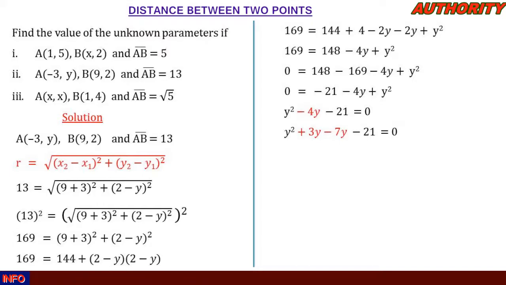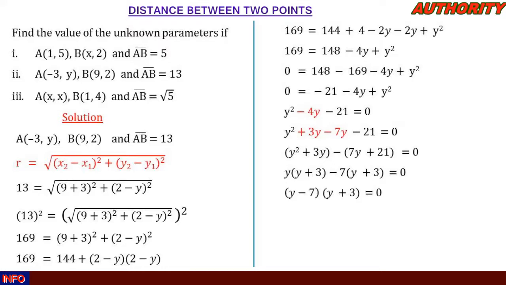Let's group these two by two. We're going to have (y squared plus 3y) in bracket minus (7y plus 21) in bracket equal to 0. When we factor out, we're going to have y open bracket y plus 3 in bracket minus 7 open bracket y plus 3 in bracket equal to 0. So here we're going to have (y minus 7) in bracket (y plus 3) in bracket equal to 0. So therefore we're going to say that y is equal to 7 or y is equal to minus 3. So the value for y is either 7 or minus 3.